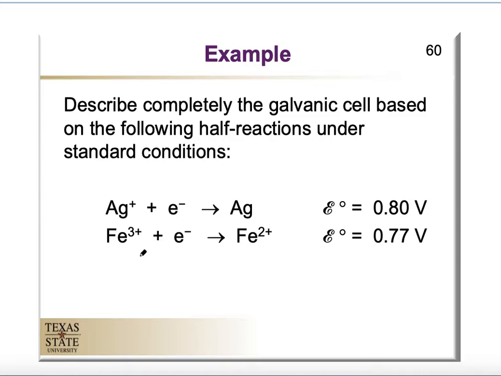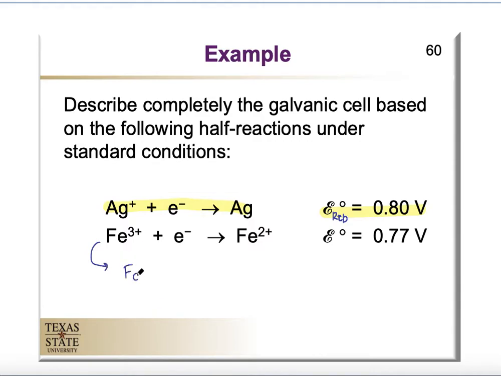Describe completely the galvanic cell using the following half reactions under standard conditions. In this particular case, we are given two reductions. We need to figure out which one is staying as a reduction and which one is going to be the oxidation. Well, this one is the more positive, so this one will be the reduction, and that equation will stay as is. If you don't mind, I'm going to highlight that one with this reduction potential. On the other hand, the other one is going to have to change to be an oxidation. I'm going to rewrite it here as an oxidation.